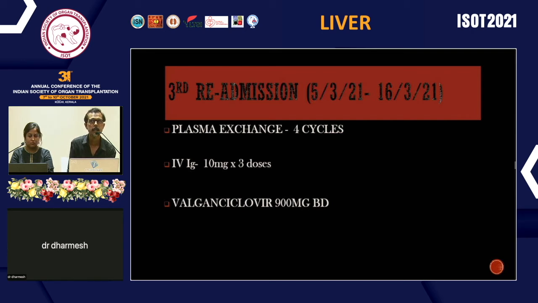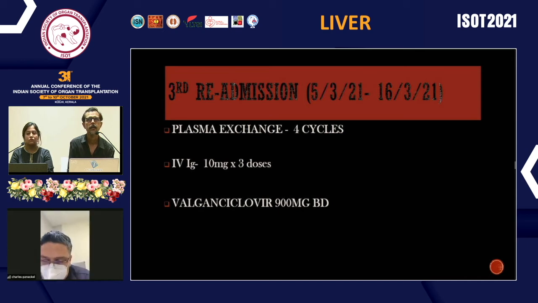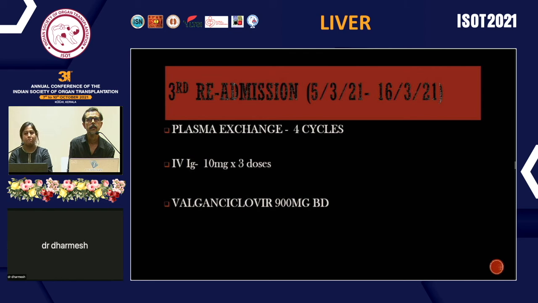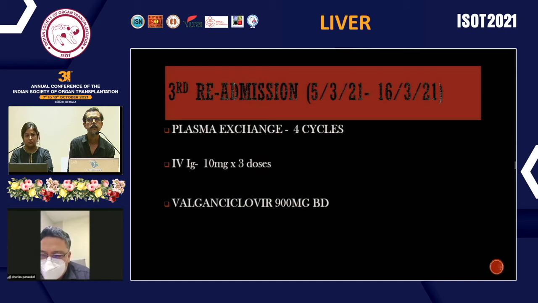And Dr. Vinesh, now you have given ATG and the patient has not responded, the patient probably is in chronic rejection, and our aim would be to prevent further infections and then count the patient for a retransplant. So we wouldn't use plasma exchange because the risk of infections is high here. And Valganciclovir or Ganciclovir would be used to treat the patient.